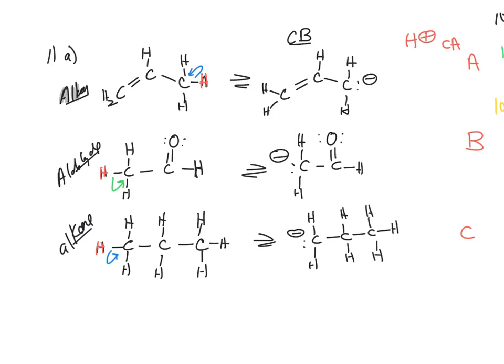Okay, it also says draw all resonance forms for each conjugate base. Well, let's look at this. So this carbon here is sp3, so there's nothing. This carbon here, 1, 2, 3, is sp2. This one's sp2, so we can draw some resonance structures. This one here is sp2, and that oxygen is sp2. Okay, so these blue ones are sp2, and therefore you can delocalize this lone pair. So if that goes there, this goes here.